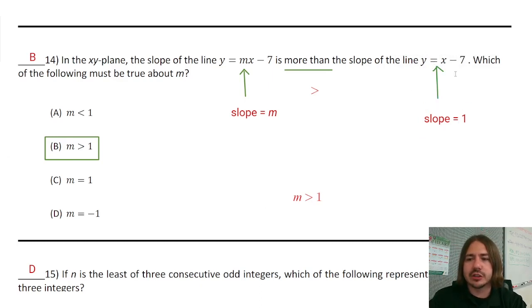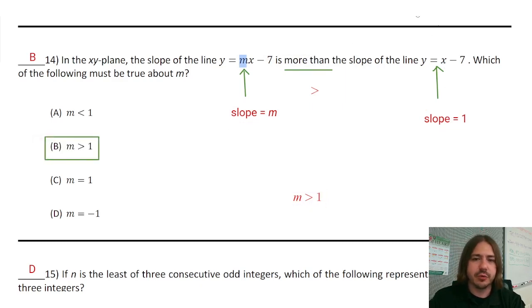So we can say that the slope of this line is 1, or the slope of this line is unknown, but we'll call it m. We have a little letter there to represent that slope. And it says the slope of this first line is more than, okay, so we can use the greater than symbol. So really you just have to read and sort of translate this into an algebraic statement. If the slope here is m, slope here is 1, and the slope of this one's more than the slope of this one, that means m has got to be greater than 1.